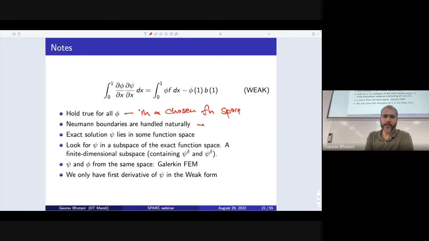Now the exact solution of psi also lies in some function space of our choice. That choice could be, let's say, linear functions, linear polynomials. So we say that we'll try to write our psi as a collection of linear polynomials. But see, psi, the exact solution is continuous in nature. That means for all x values, you have a psi.